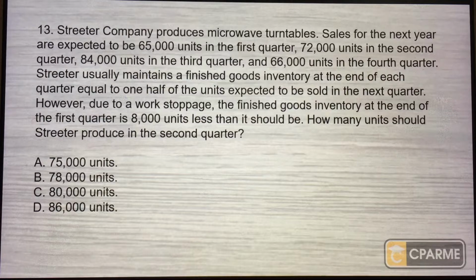Right? But there's another piece of information: at the end of the first quarter, it's 8,000 units less than it should be. So we just need to deduct that 8,000 from the beginning inventory, because the only things that we can use are the good units. So how many units should be produced by Streeter, considering all the figures that I have stated?